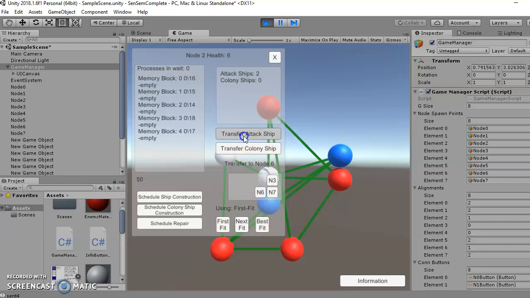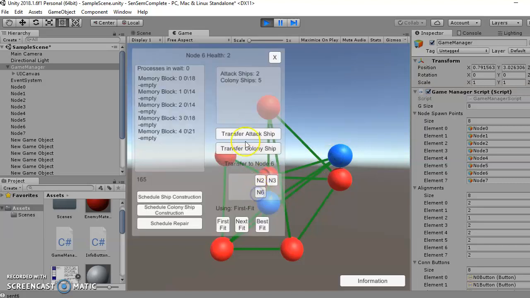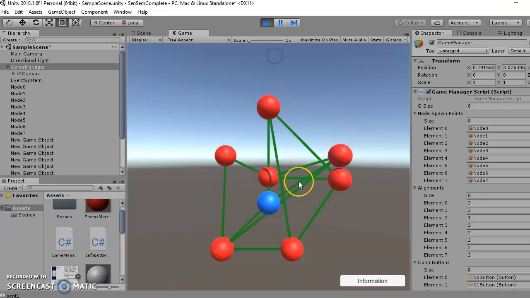And it looks like I'm too slow. And the AI is gonna win again. Yeah. Yep. AI got me.